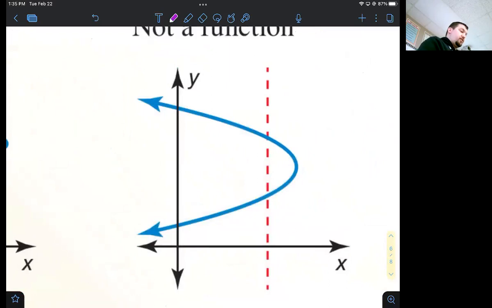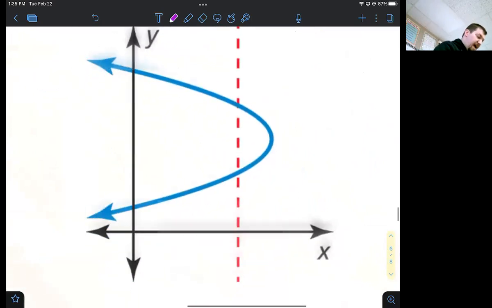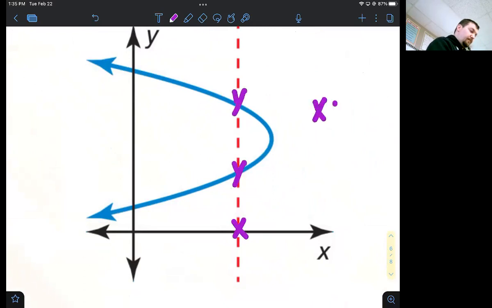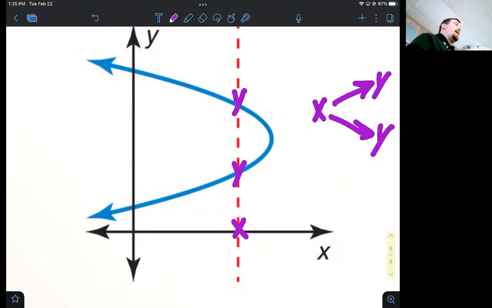So this would not be a function. What we have here is one x value going to 2 different y values. This is what we're looking at, and we know this is a no-no. If I have a mapping diagram, sure, I can look at the arrows. But if I have a graph, just see if there's any spot on that graph where you can draw a vertical line. And if you draw that line and see it cross 2 different y points, you know it can't be a function.